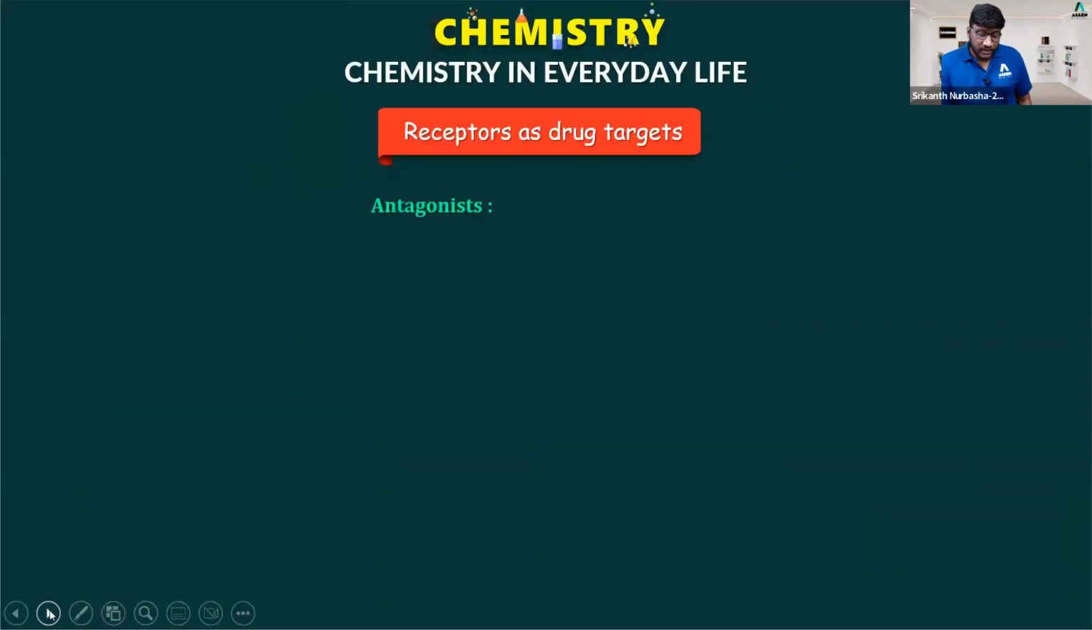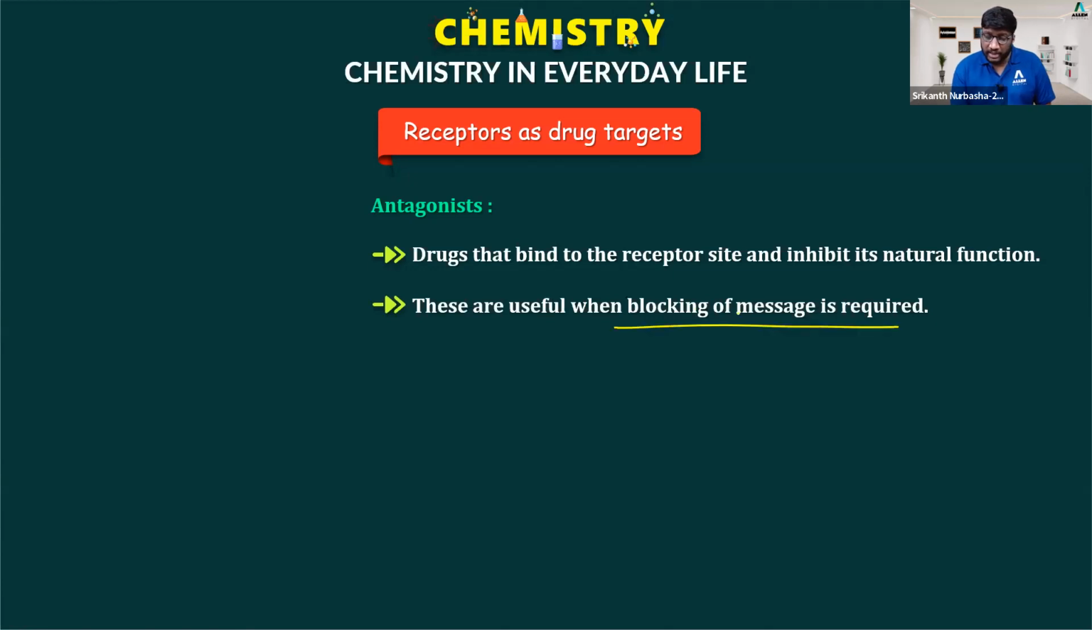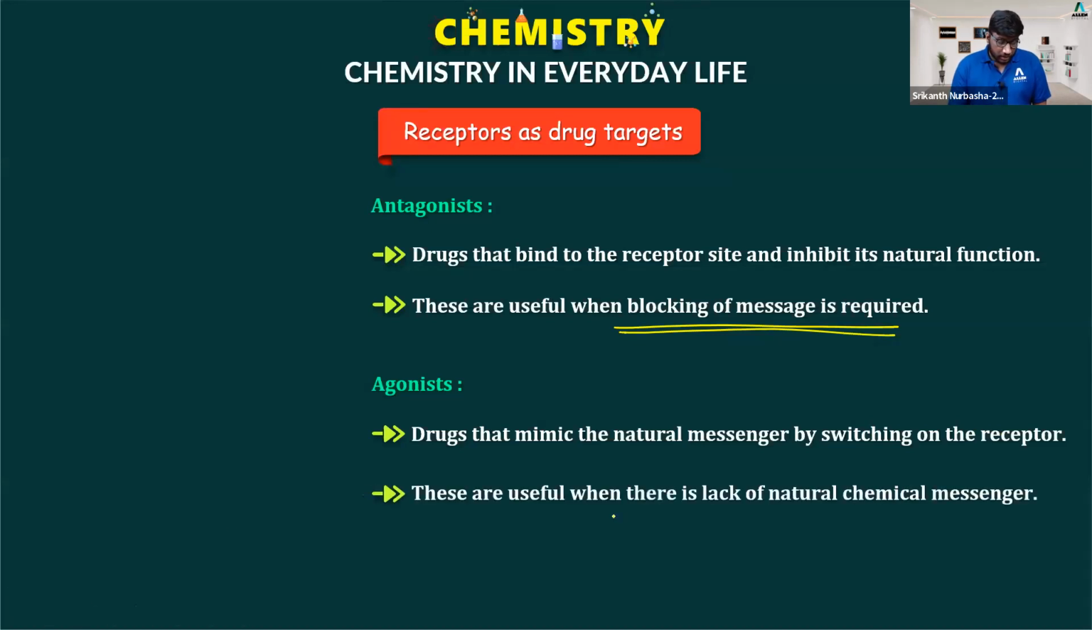Receptors as drug targets. Antagonists are drugs that inhibit the receptors and inhibit their natural function. These are useful when blocking of message is required. Agonist means a drug that mimics the natural messenger by switching on the receptor. That means they are useful whenever there is a lack in the natural messenger, right? Just read this. I'll be back within a minute.